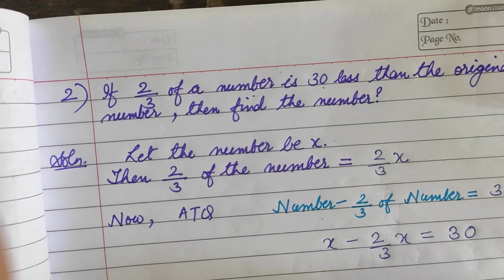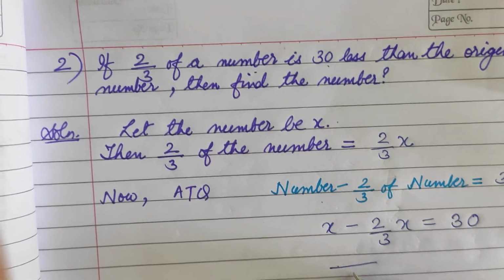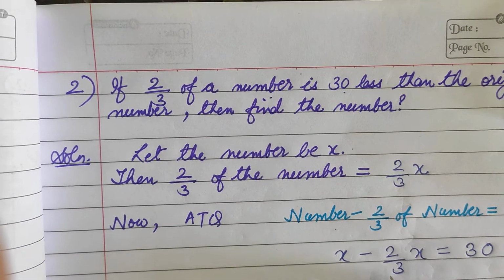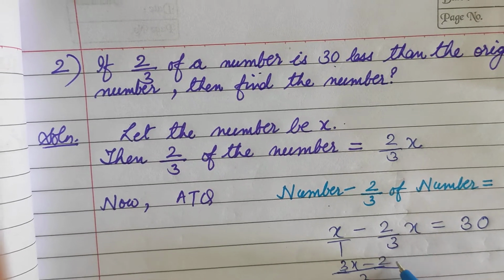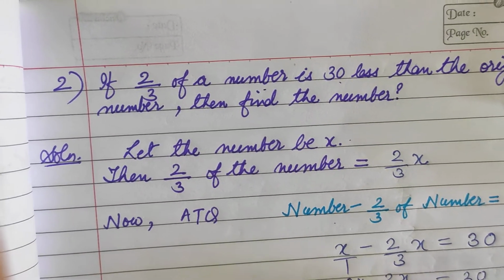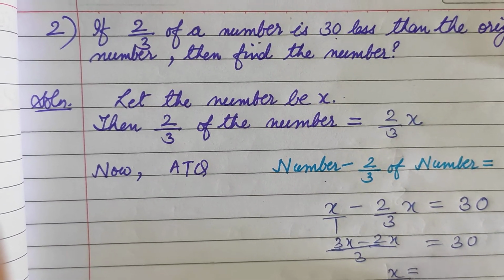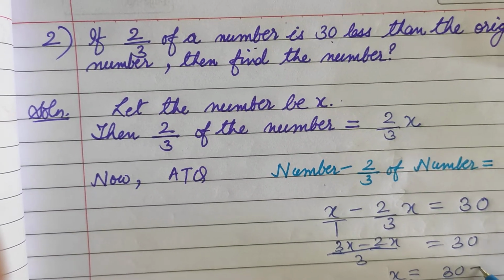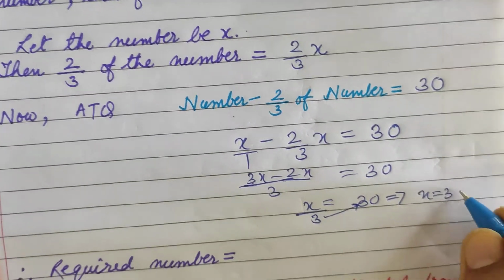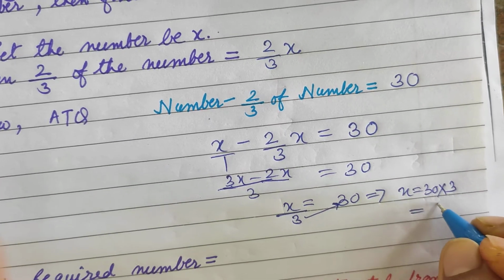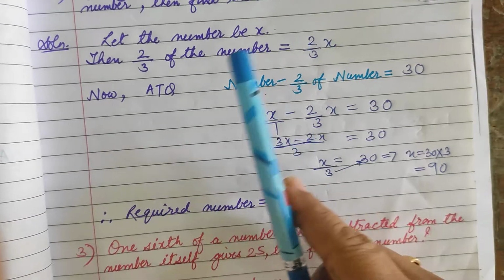Now what will we be doing? We will be taking out the LCM. So the LCM will be 3, because here it is 1. It will become 3x minus 2x is equal to 30. So 3x minus 2x means 1x, so x by 3 is equal to 30. Now what will happen? Cross multiply it. So x is equal to 30 into 3. So the number is 90. So the required number is 90.